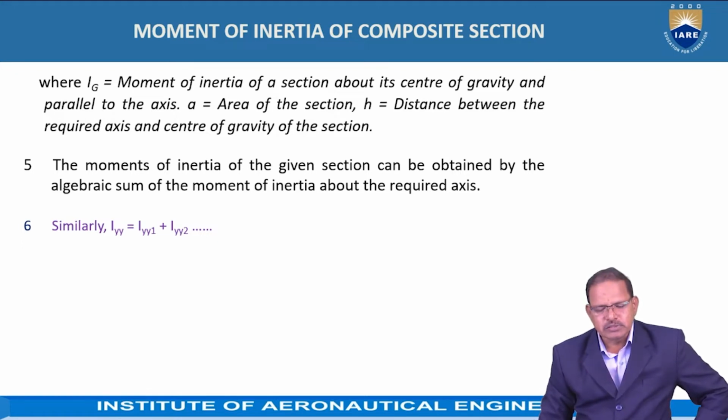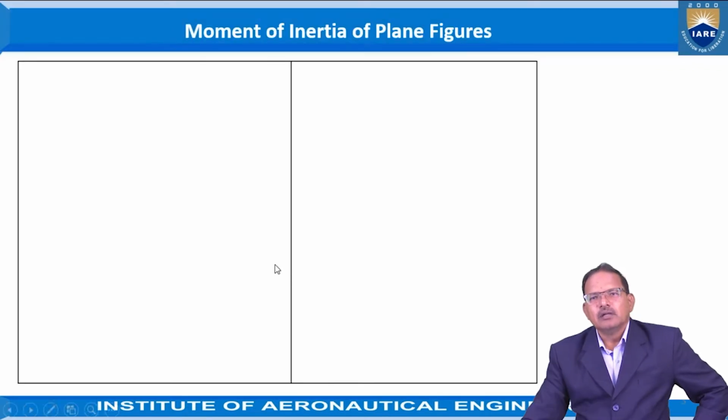By using these principles, we can determine the moment of inertia of composite sections about the y-axis, and similarly about the x-axis. If we require the moment of inertia of the whole section about the z-axis, that is the polar moment of inertia, it is equal to the sum of the moment of inertia possessed by the object about the x-axis and the y-axis. These are the steps generally followed to determine the moment of inertia of a composite section about the reference axis.